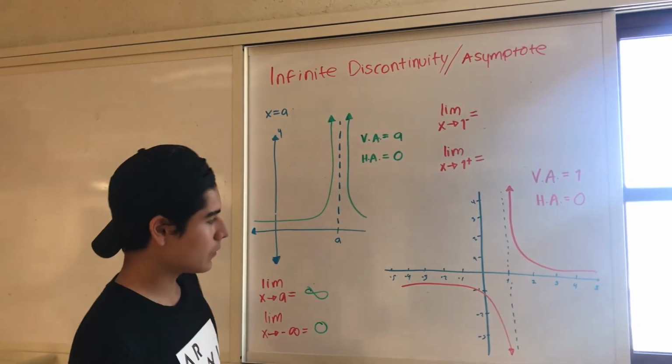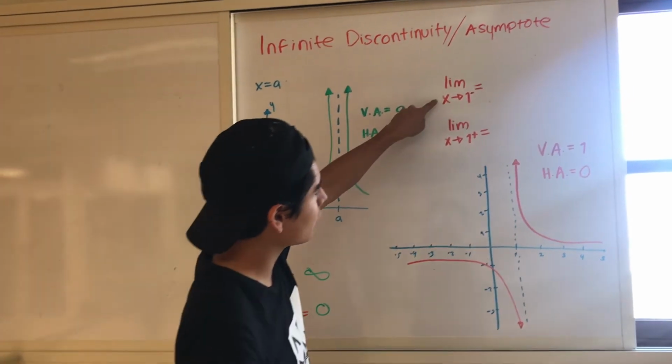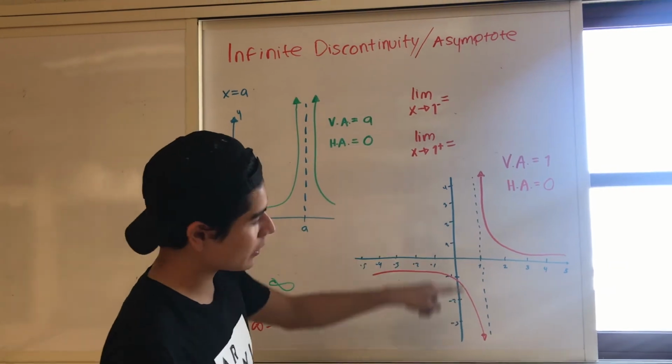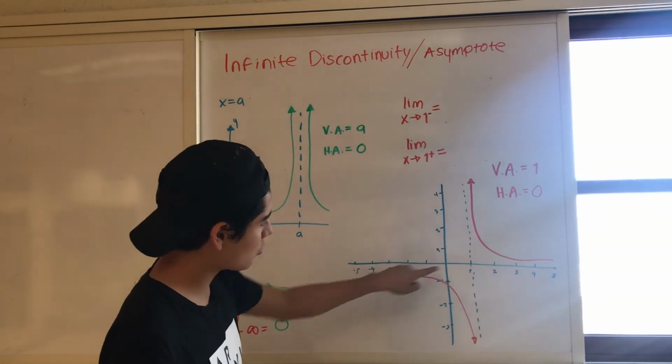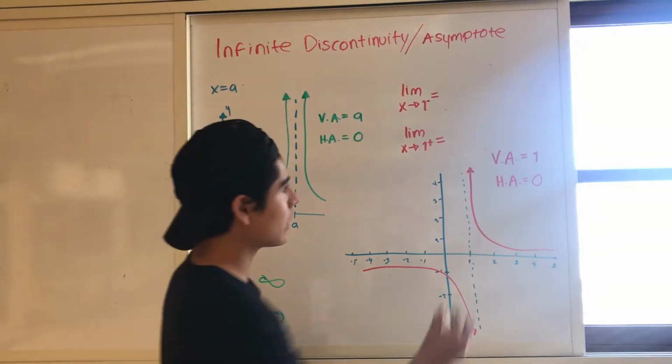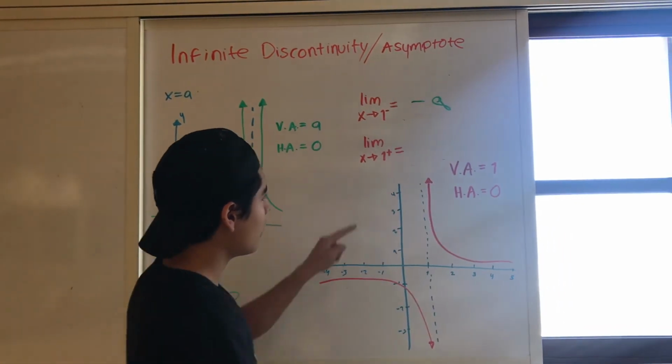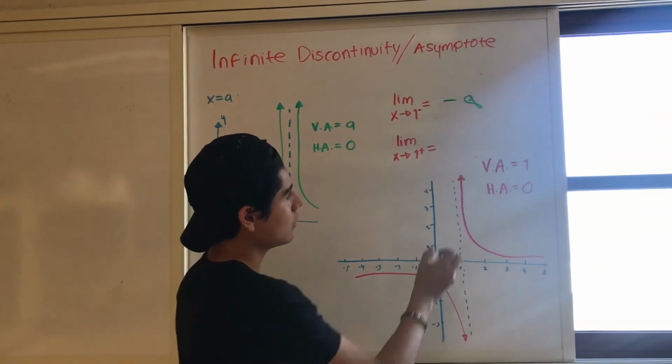There is another example. It's the same thing, but here the limit is 1 from the left side. When it approaches 1 on the left side, it goes down to negative infinity, and from the right side of 1, to positive infinity.